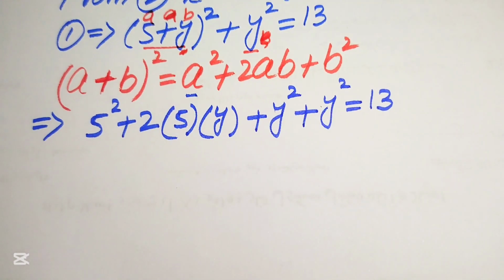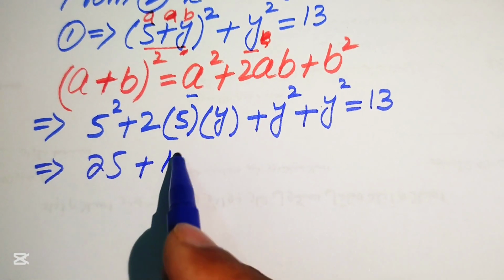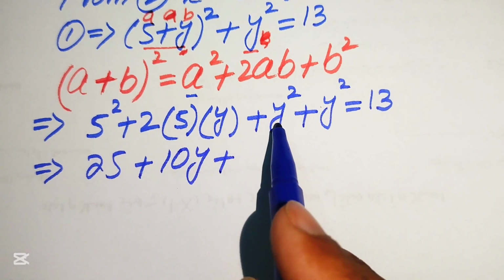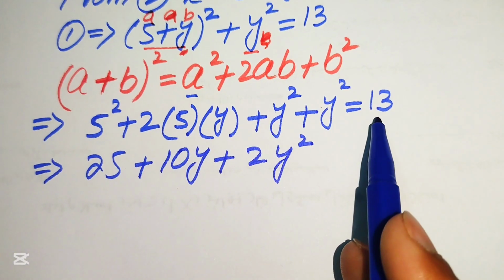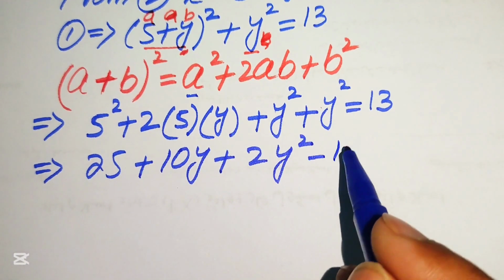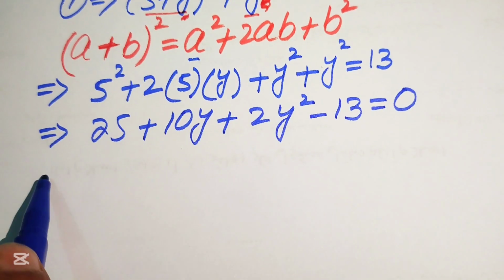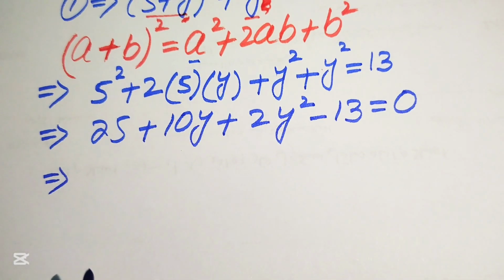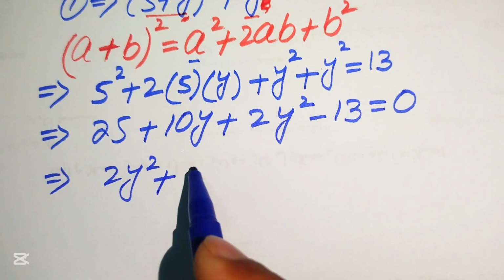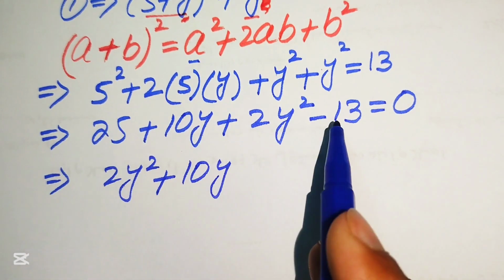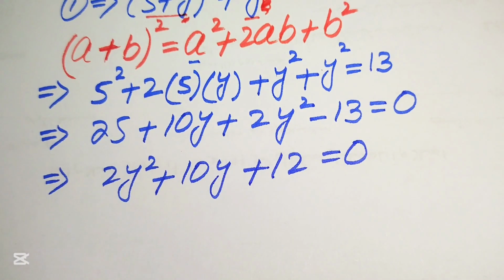And now in the next step we need some simplifications. We have 5 square equals 25, and 5 2s are 10 times y, plus y square plus y square equals 2 times y square. And now we move this 13 to the left hand side, it becomes minus 13 and this whole equation equals 0. So further we need to rearrange the terms and add or subtract the like terms. First we write the term 2y square plus 10y, and 25 minus 13 equals plus 12, and this equals 0.